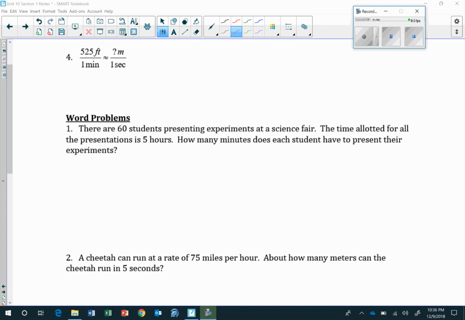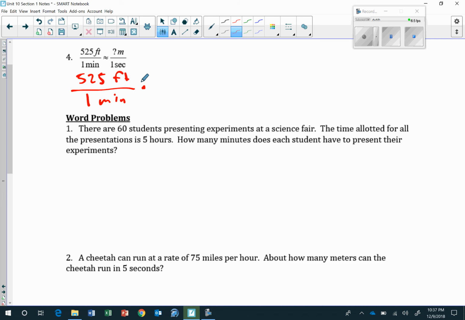Number 4 on the back side is a little bit more confusing because you actually have 2 conversions you have to do. So we have 525 feet over 1 minute. We want to turn that into meters over seconds. If you look, it's not actually an equal sign, that's a congruent sign, or it means about, because we're not going to be able to get an exact number. So I'm going to start by rewriting the first one. 525 feet over 1 minute.